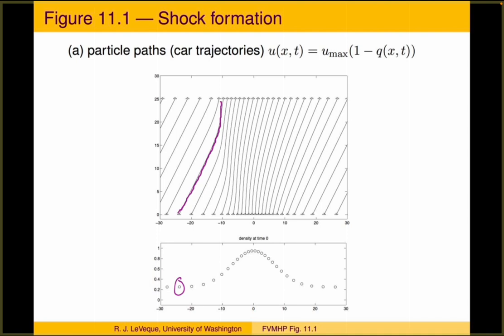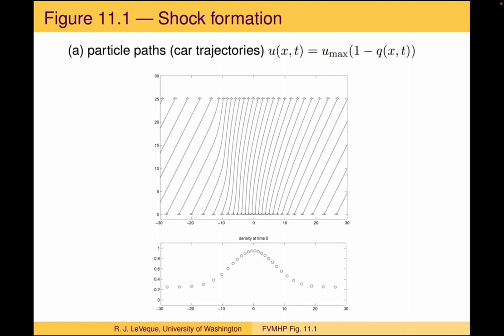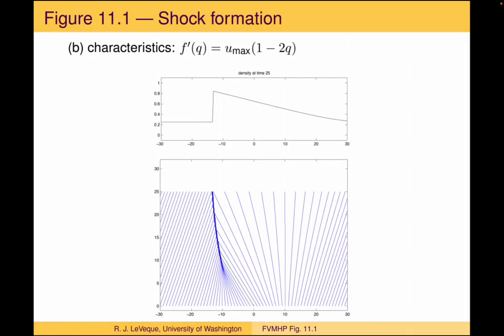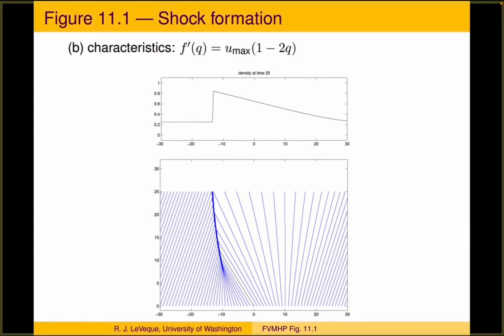And a car that starts out over here has clearer road ahead and would be speeding up as time goes on and spreading out. And so we get this bunching up and shock formation around here, where the discontinuity appears, and this spreading out on the other side. In terms of the characteristics, we end up with this picture where we have a shock wave forming at this location and the smooth rarefaction wave following behind here.